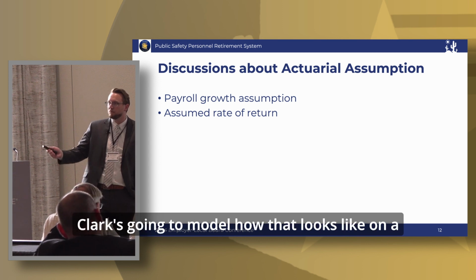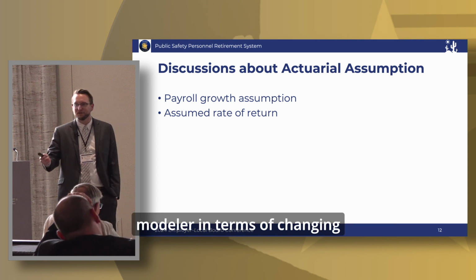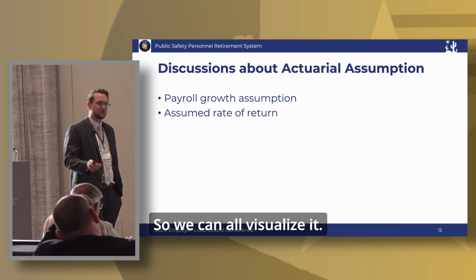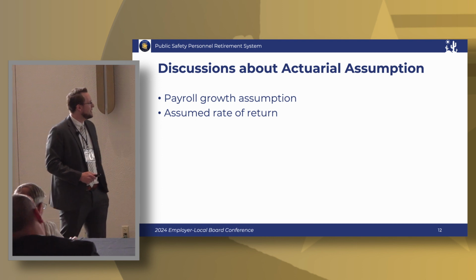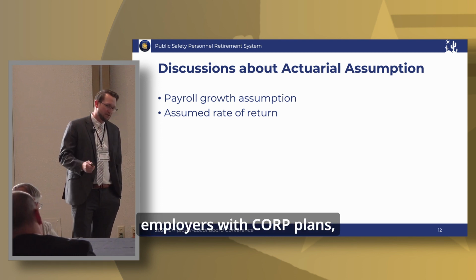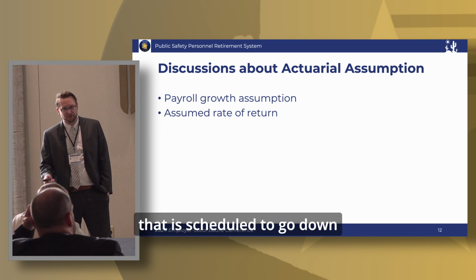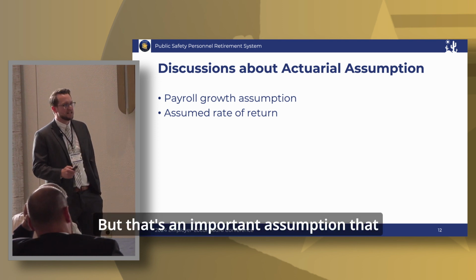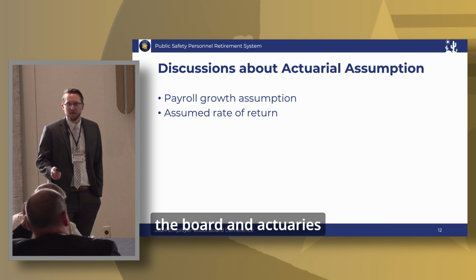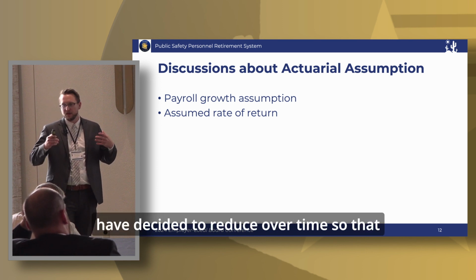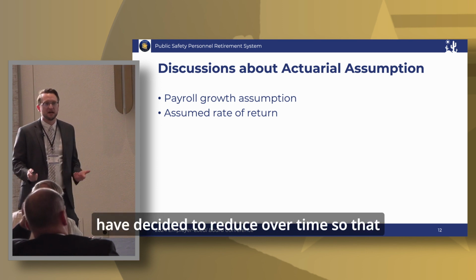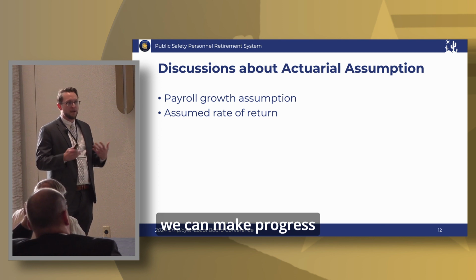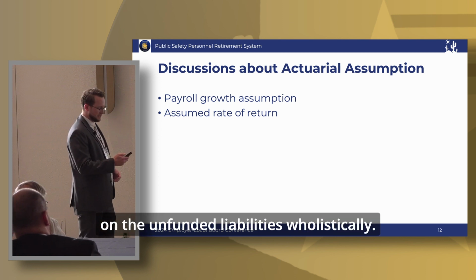And Bob's going to model how that looks in terms of changing payroll growth assumptions, so you can all visualize it. In CORP, for those employers with CORP plans, that is scheduled to go down to 0% over a few more years. But it's an important assumption that the board and the actuaries have decided to reduce over time so that we can make progress on the unfunded liabilities holistically.